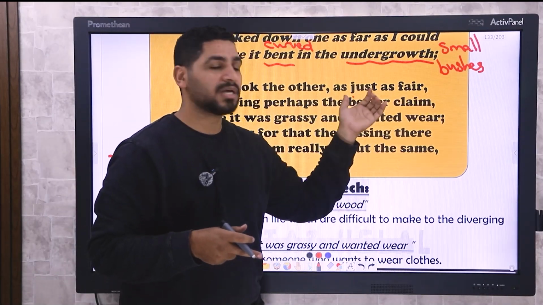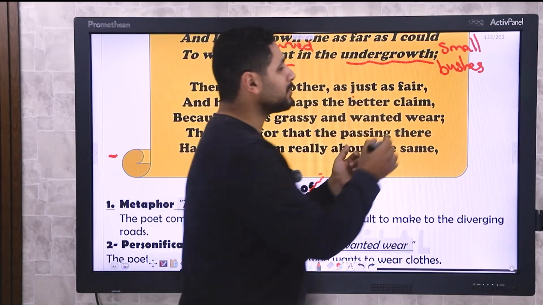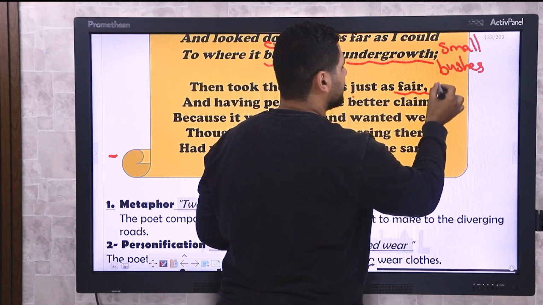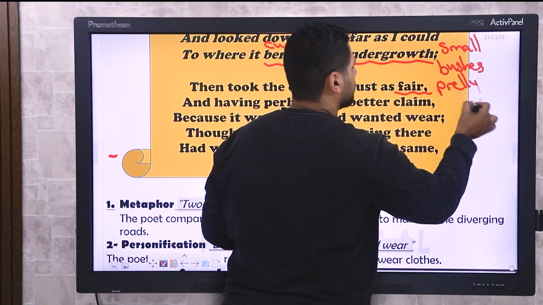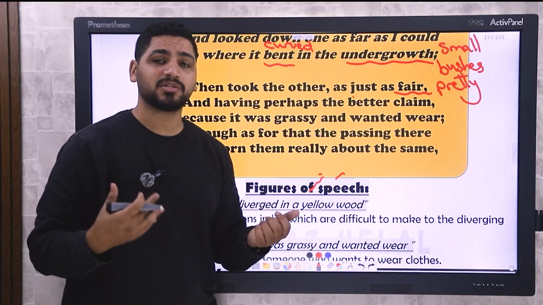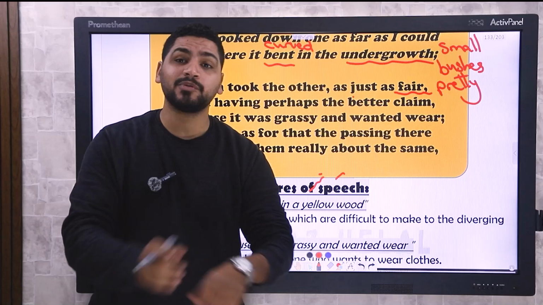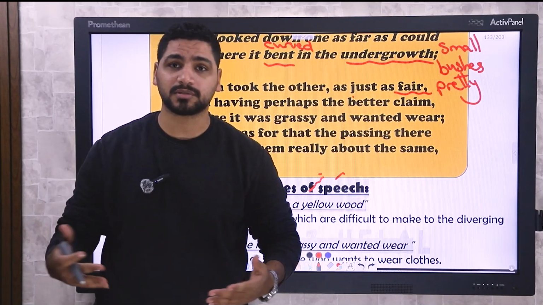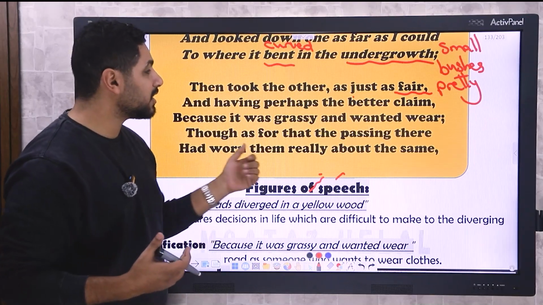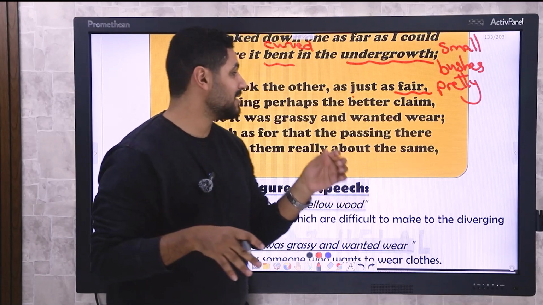As just as fair. He thought that both roads were as beautiful as each other. And the word fair here means pretty. What can make a road beautiful in the forests? It can be beautiful when you see a lot of trees, a lot of bushes, when the road looks nice. So this makes them beautiful. Then took the other. I took the second road, just as fair. He thought that they were both the same.